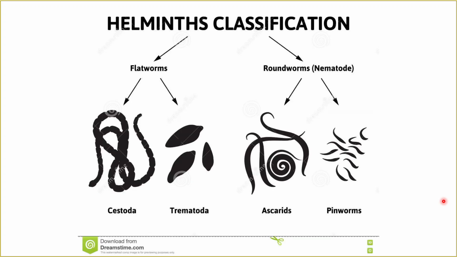Today's topic is antihelmintic drugs, and antihelmintic drugs are used to treat worm infestation within the intestinal tract. The classification of the helminths includes flatworms and roundworms. Roundworms are also sometimes called nematodes. Flatworms are further divided into cestodes, which are the longer ones, and trematodes, which are actually flukes. Then roundworms, or nematodes, are divided into ascarids and pinworms.